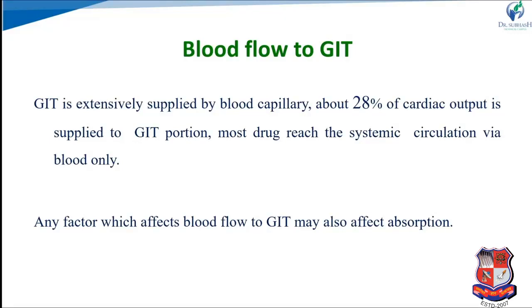Blood flow to the GI tract. The GI tract is extensively supplied by blood capillaries. About 28% of cardiac output is supplied to the GI tract. The higher the blood flow, the higher the rate of absorption and distribution. Most drugs reach the systemic circulation via blood only, so any factors which affect the blood flow to the GI tract may also affect the absorption process.